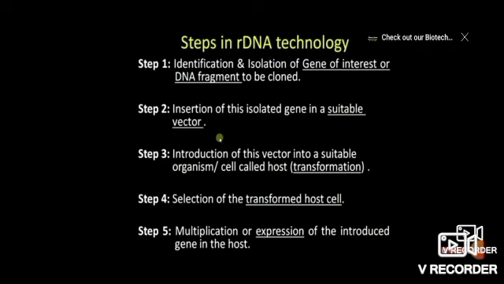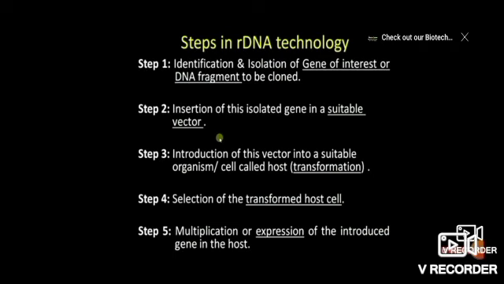Step 2 is insertion of this isolated gene in a suitable vector. Next, in step 2, we are inserting or incorporating our gene of interest, which we have already identified and isolated, into a suitable vector. Vector, as I told you, may be plasmid, cosmid, bacteriophage, etc.